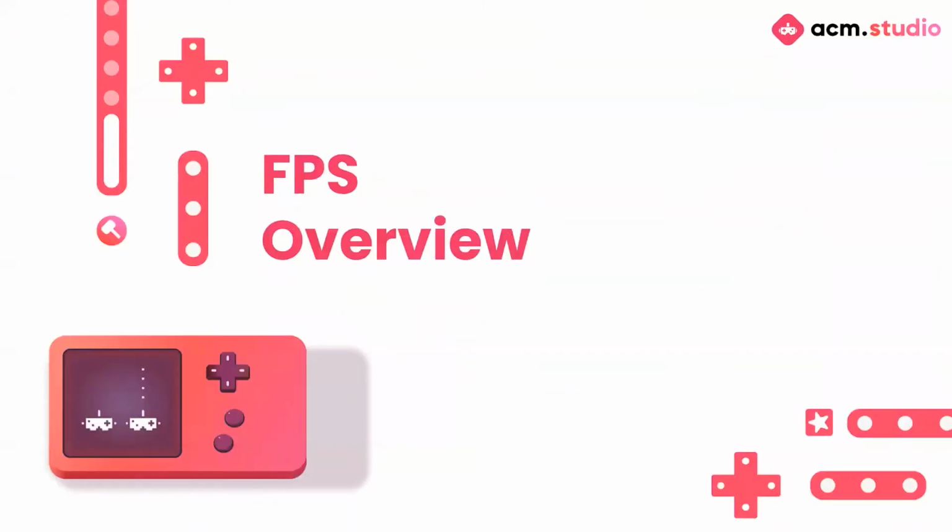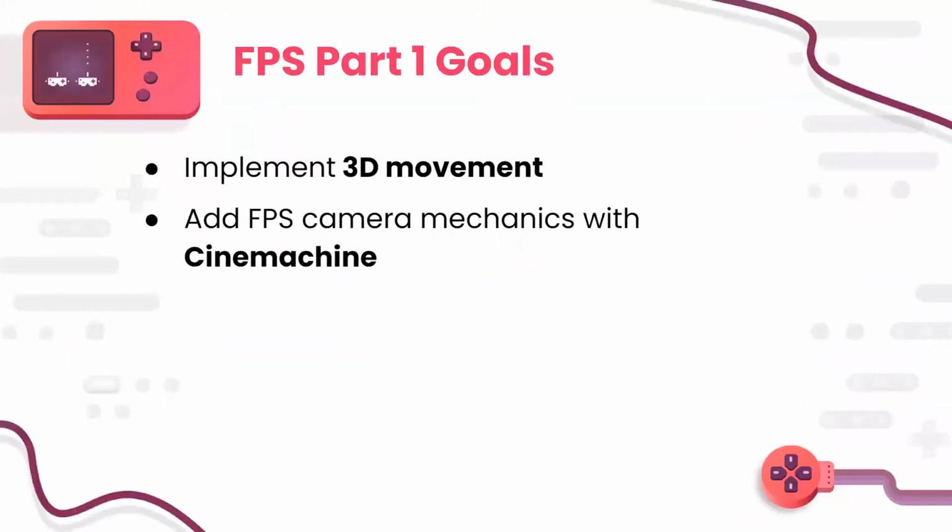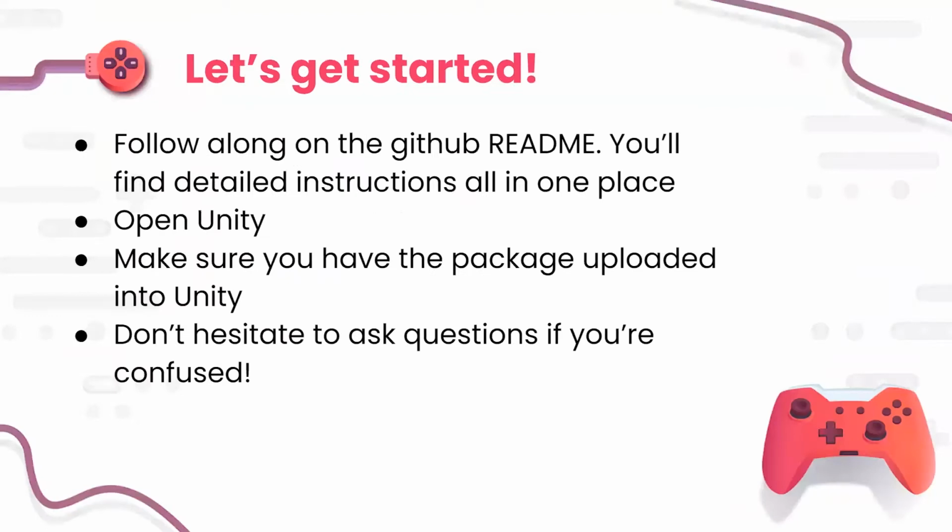So let's go over a brief overview of what we're going to cover in this tutorial. We're going to mainly focus on implementing 3D movement, as well as adding FPS camera mechanics with Cinemachine. You can follow along on the README. You're going to want to open Unity on a new project, install the package, and import it into your Unity project. If you have any questions, go ahead and message in the Discord questions channel, and an officer will help you out if you need any assistance.